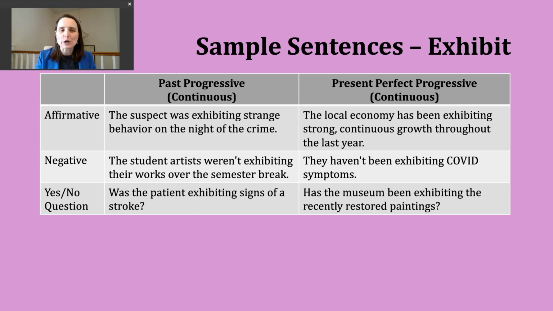Finally, let's look at making a yes or no question in the past progressive. To do this, I start with was or were, whichever form matches my subject, that subject comes next, then the ing form of the verb. Here's another example. Was the patient exhibiting signs of a stroke?